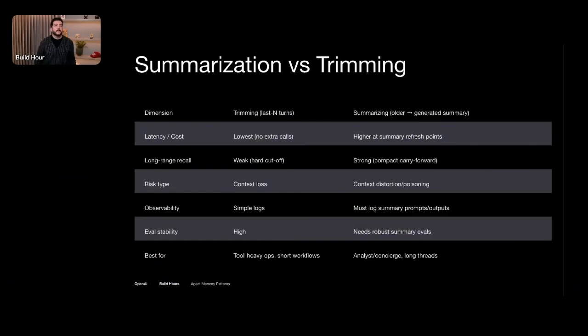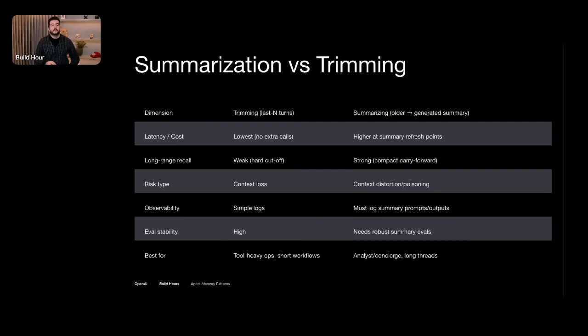Nice. So here's a comparison of summarization versus trimming. There are different dimensions that you can consider while designing a memory pattern for your agent. In trimming, you'll just keep the last n turns and drop the oldest ones. So it's a pretty straightforward operation, very fast, with no latency. But the trade-off is that you might lose some information that is already there. I think this is the main trade-off that we have. It's really best for tool-heavy ops and short workflows.